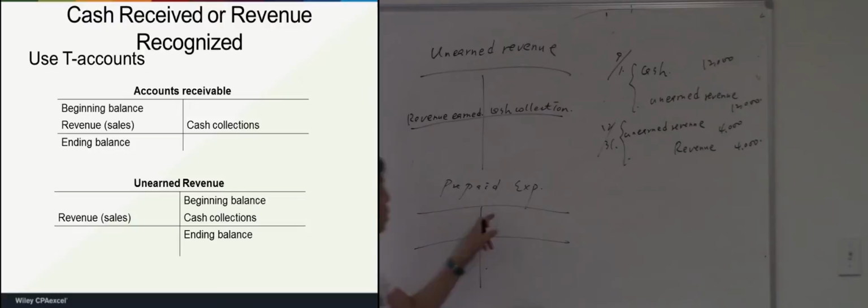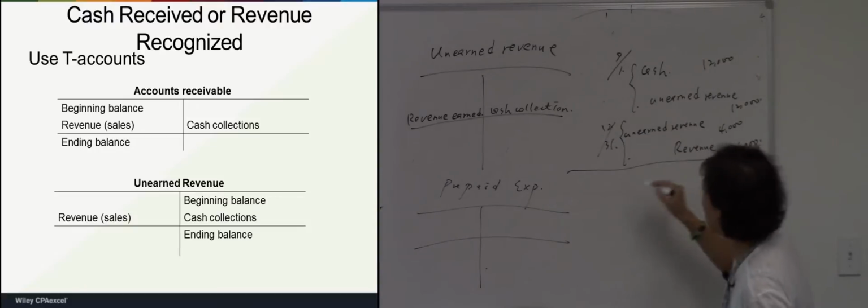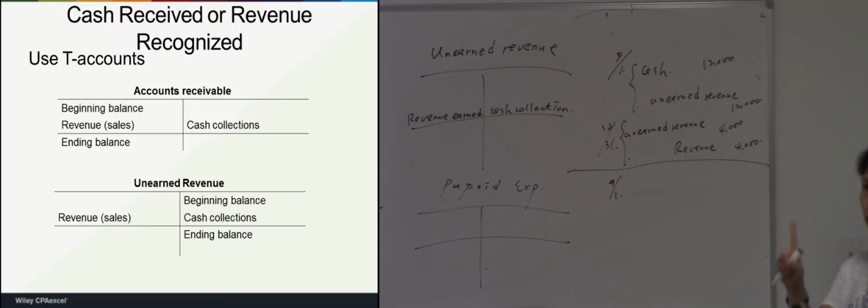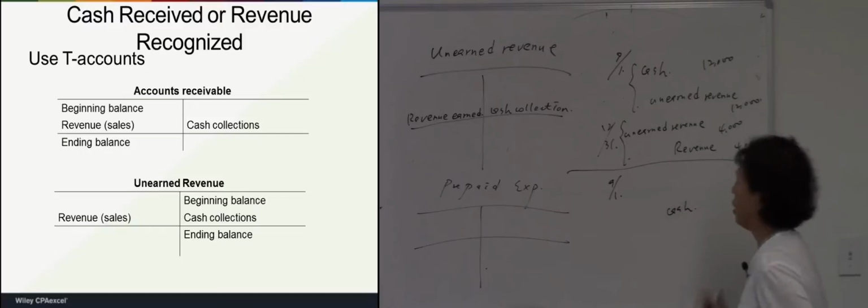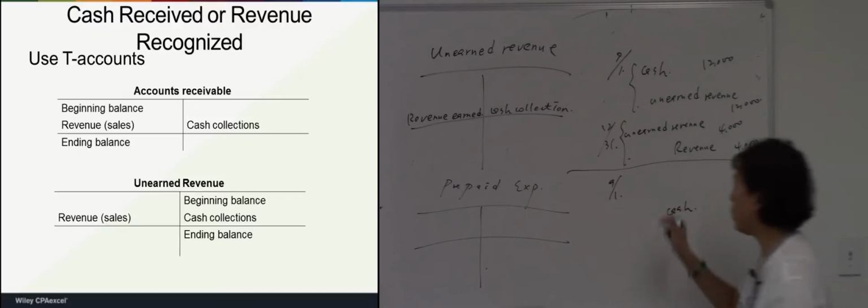And for prepaid expense, on September 1st, assuming I purchased a 1 year insurance policy by paying 12,000, then I pay cash. So I put cash in credit. And the expense is not incurred yet, right? So I call it prepaid.